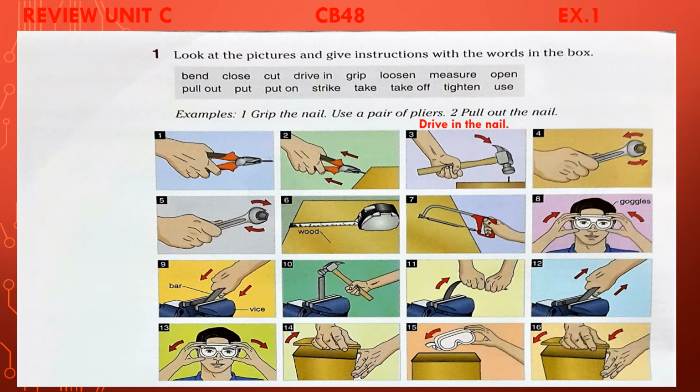Okay. Number 10, also we see a vise and a hammer, and this bar, the same tools for number 11 and 12, but the actions are different. So from 9 to 12, the same tools but different actions. Number 13 is the opposite of number 8. It also talks about goggles. Number 14, 15, and 16, we see a box and the goggles and maybe opening and closing.